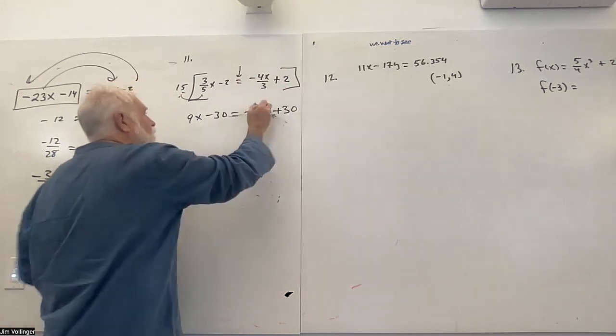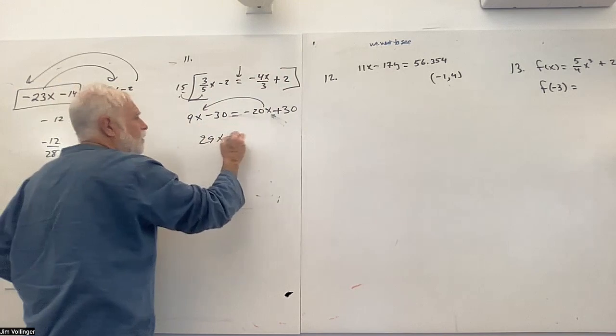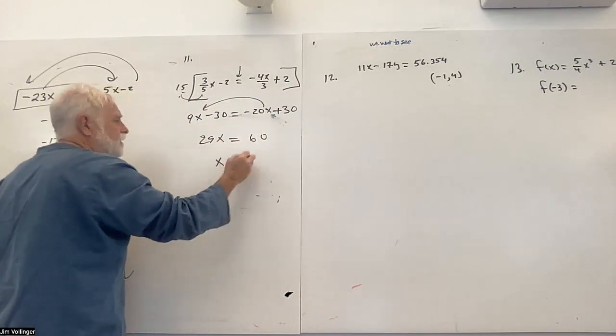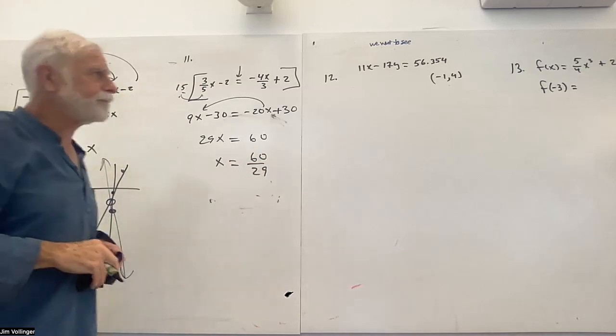All right, I'm going to bring minus this way, so that's 29x. I'm going to bring minus that way, that's 60. So your answer is 60 over 29. And I'm not checking anything anymore because I'm too tired.